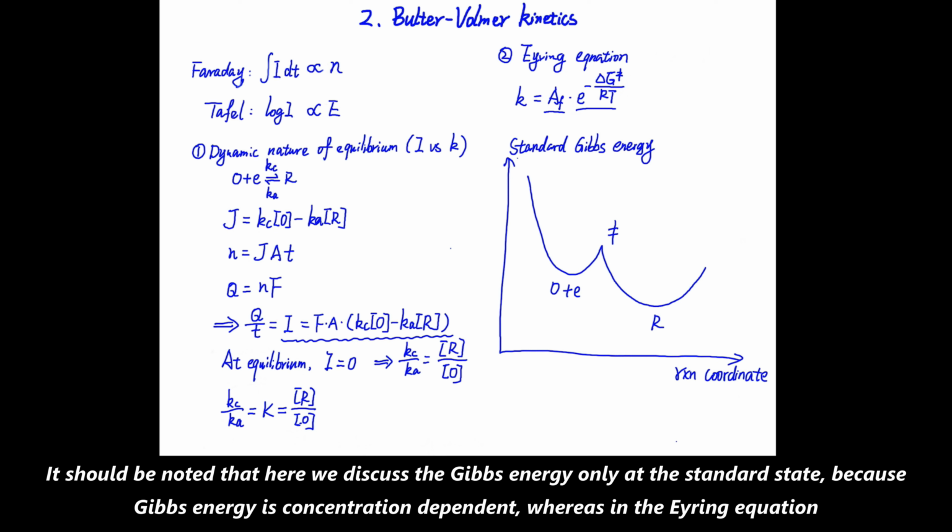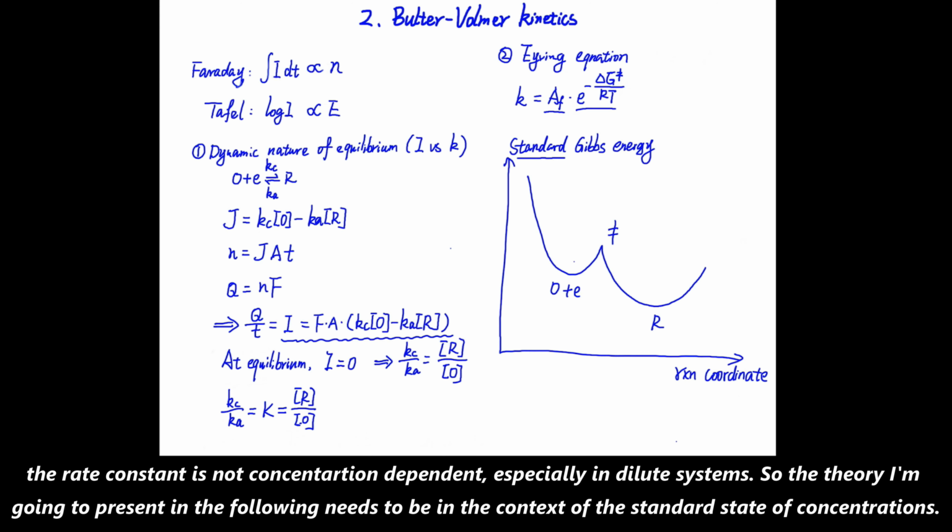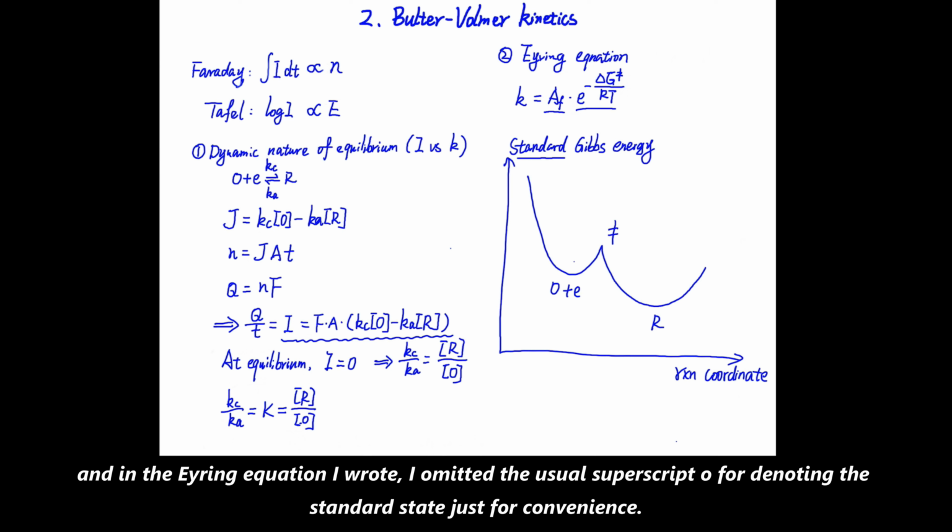It should be noted that here we discuss the Gibbs energy only at the standard state, because Gibbs energy is concentration dependent, whereas in the Eyring equation, the rate constant is not concentration dependent, especially in dilute systems. So the theory I'm going to present in the following needs to be in the context of the standard state of concentrations. And in the Eyring equation I wrote, I omitted the usual superscript O for denoting the standard state, just for convenience.